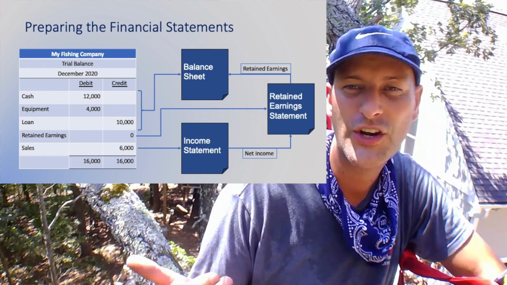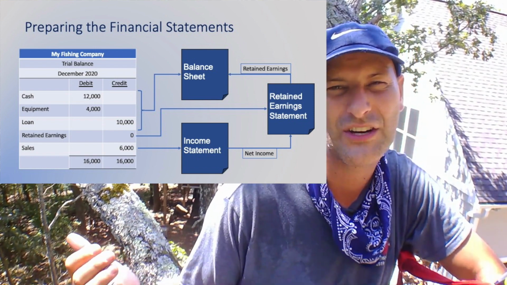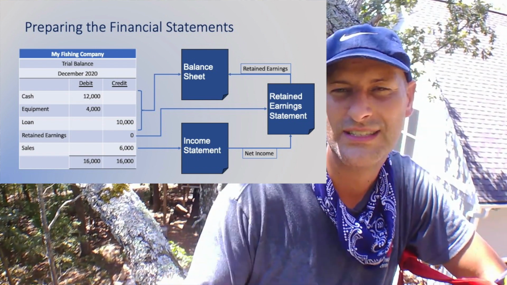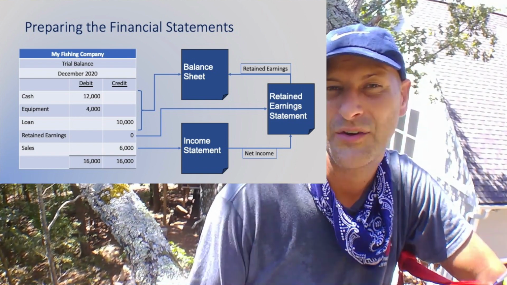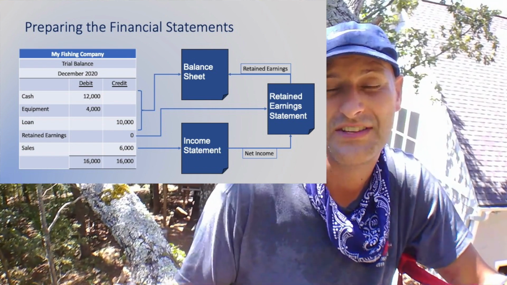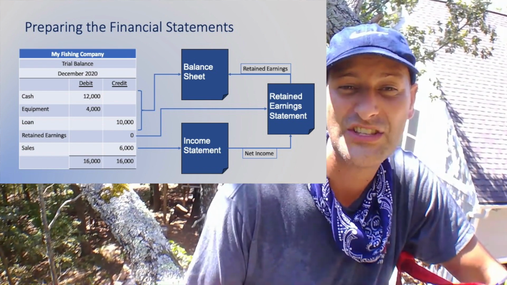So my retained earnings goes to my retained earnings statement. The retained earnings statement, as we'll talk about later on, is just a roll forward of retained earnings. It says, what did I start with? What was my net income and dividends for the period? And then what did I end with? So in this case, it would be very easy. I started with nothing. I earned $6,000. Therefore, my retained earnings at the end of the period is $6,000.